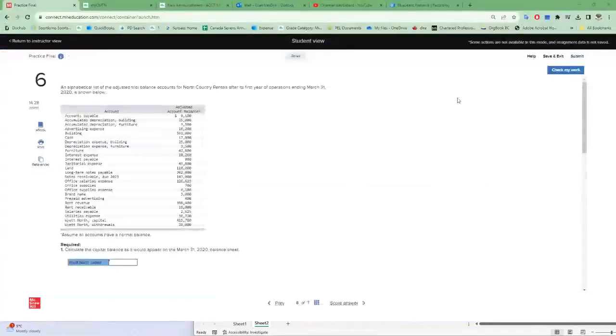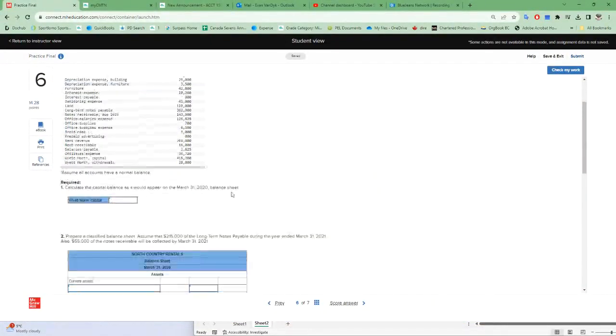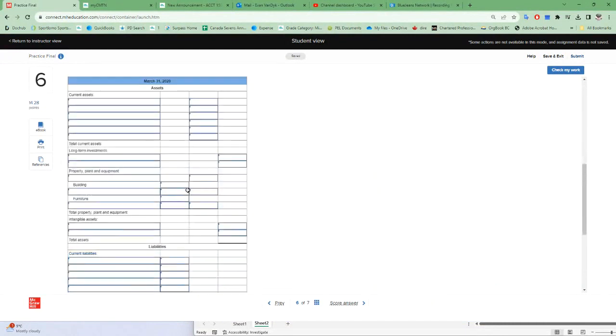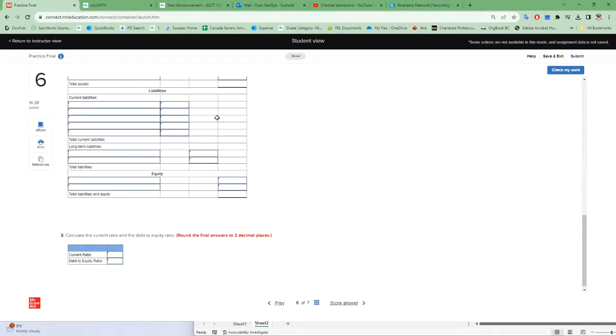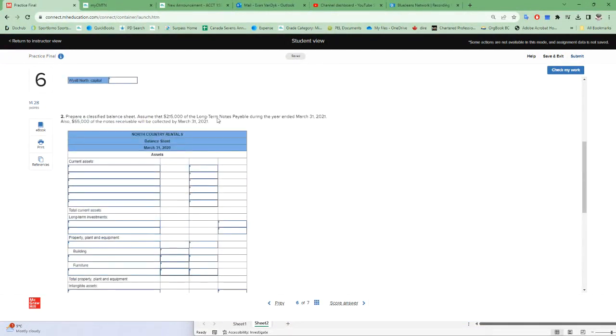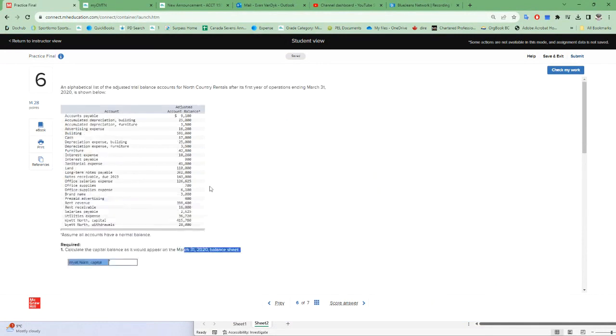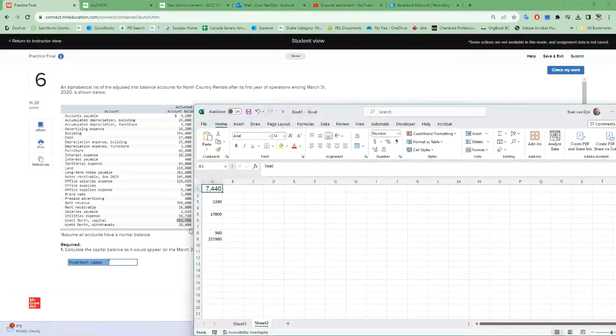Okay, so we'll continue on here. So now we have a balance sheet that we're going to do. So we're going to set up here. And first question is, what is the capital? So all we need to do is take our current capital here, add any revenues, and subtract any expenses and withdrawals. I'm just going to grab a calculator and kind of get started on that.